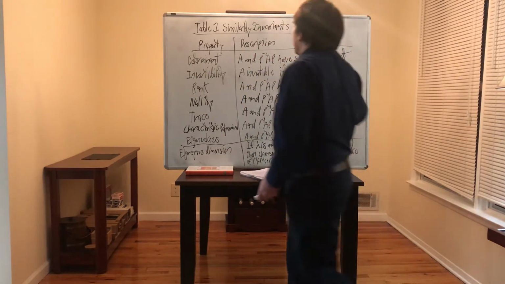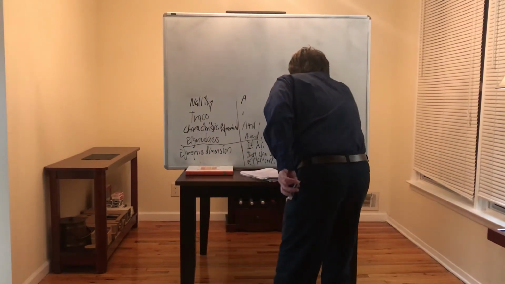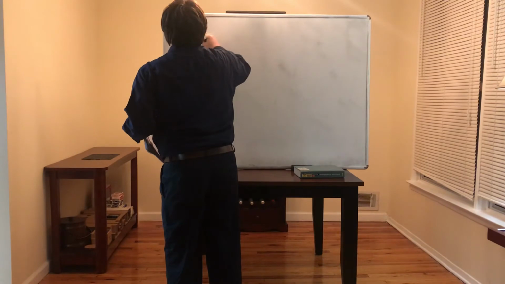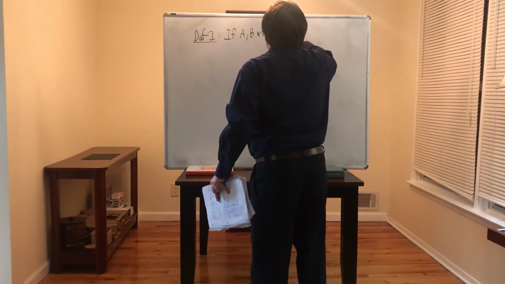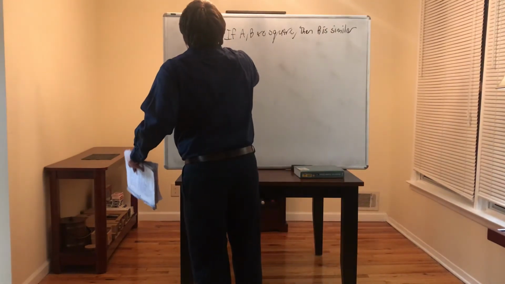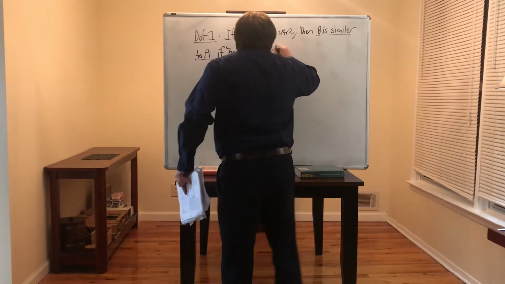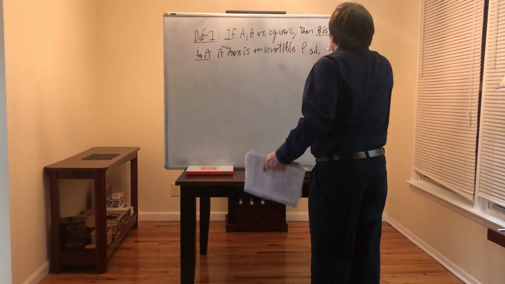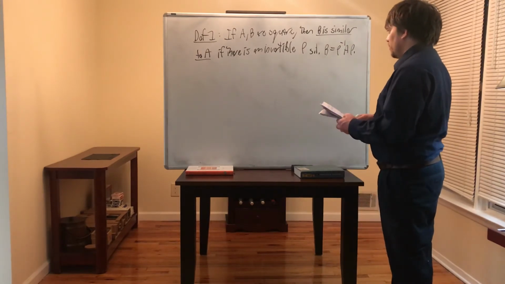Okay, so if A and B are square matrices, we're going to abbreviate as square, then B is similar to A if there's an invertible matrix P such that B is equal to P inverse AP.